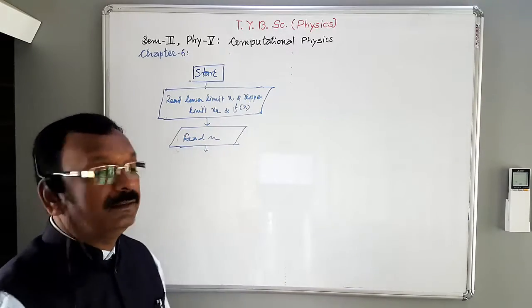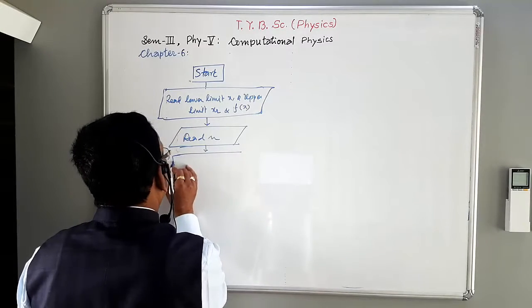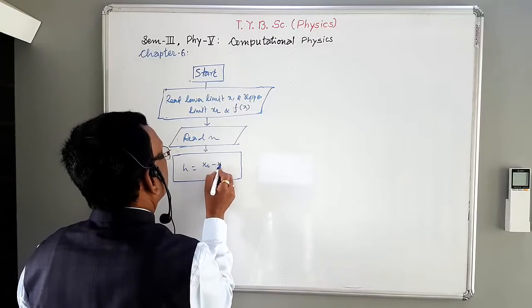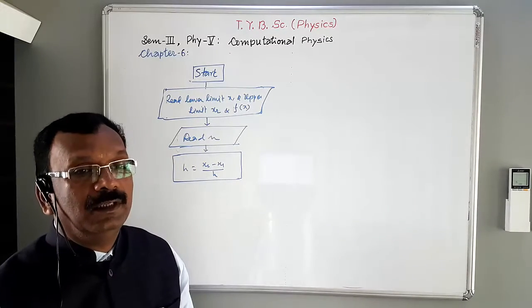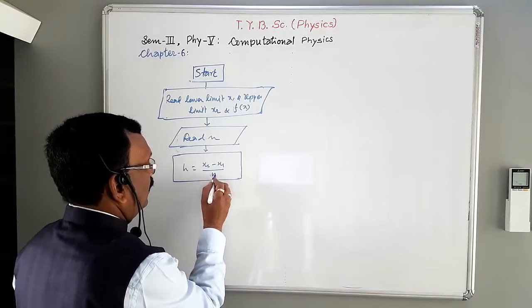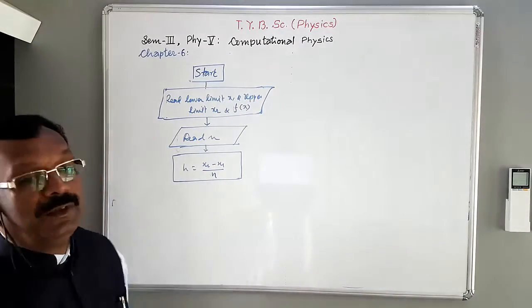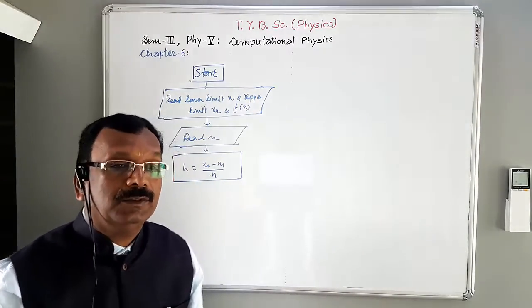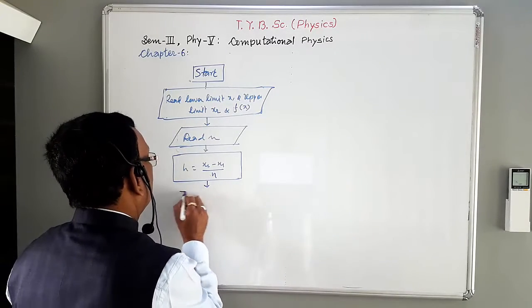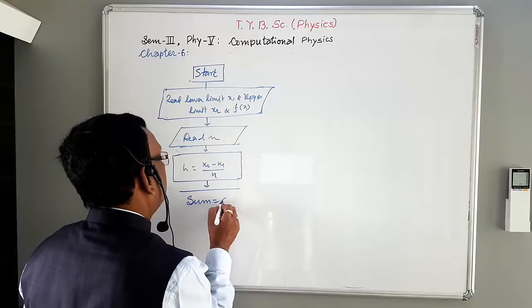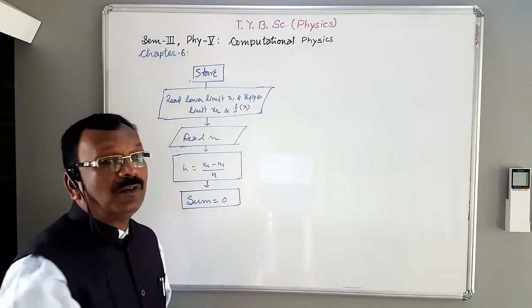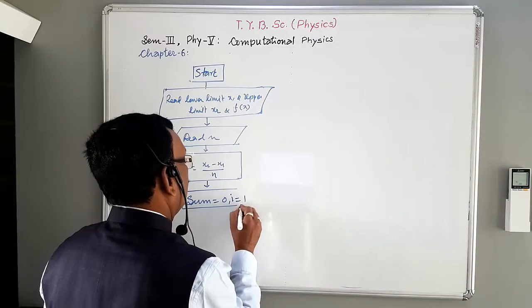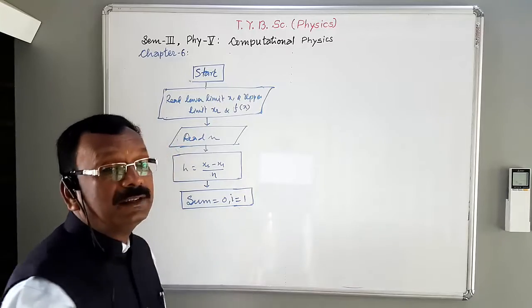And then calculate. This is the arithmetic box. Calculate h is equal to x2 minus x1 upon n. Okay. By using this formula we can calculate the interval. Then in the next step, we have to initialize the sum. So sum is equal to 0. By using this block we can initialize the sum. Also we have to initialize the value of I is equal to 1. We do this in the same block.